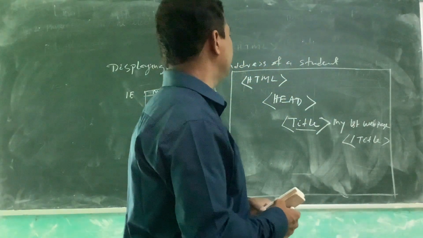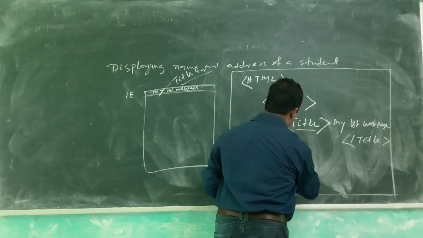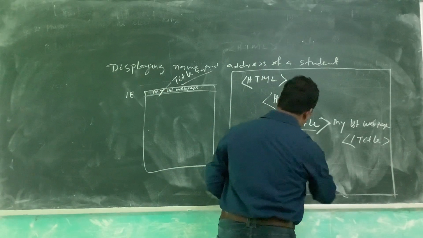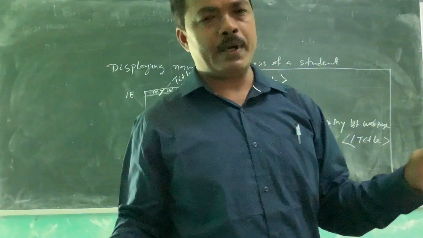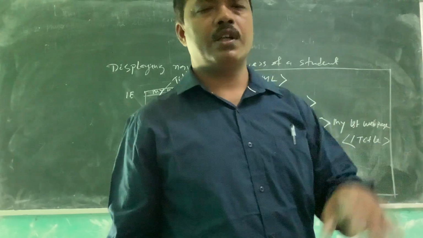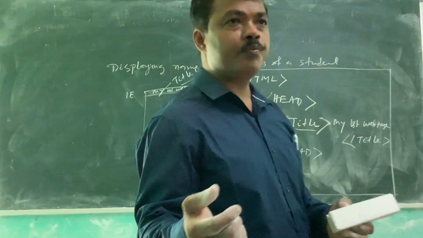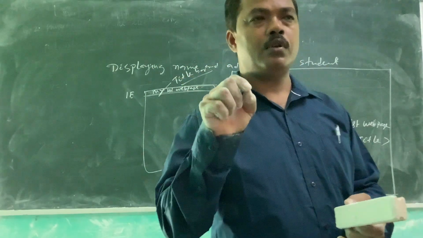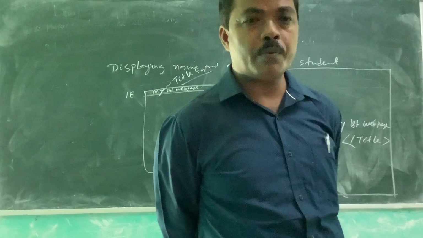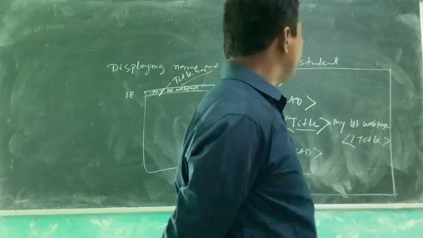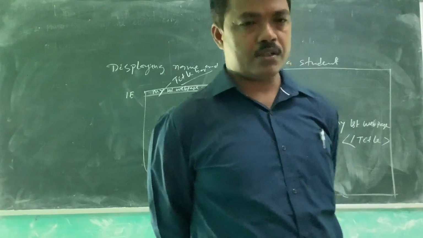So after giving the title, we close the head part. That means our head part is over. We just give a title and nothing else. Then what to do? We have to type all the things, that means the name and address of a student. In which part? In the body part or body section.